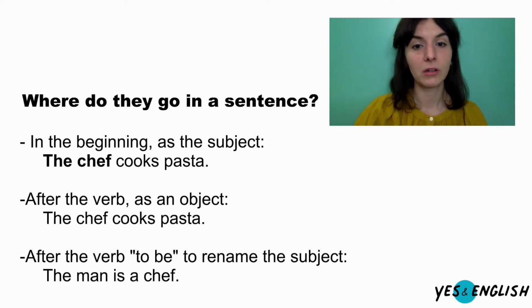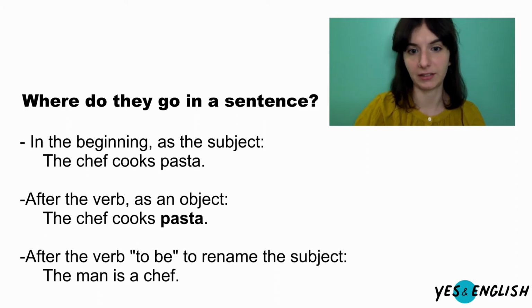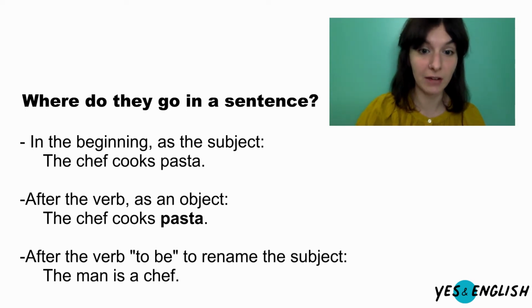However, nouns can also come after verbs as objects. Right now, I don't want you to worry too much about what does subject mean or what does object mean. If you don't know, I'm going to make another video covering those ideas. But for now, I just want you to know that, yeah, nouns can also come after verbs. So pasta here is a noun, cooks pasta. And this would be a thing, right? It's a thing, so therefore it is a noun.